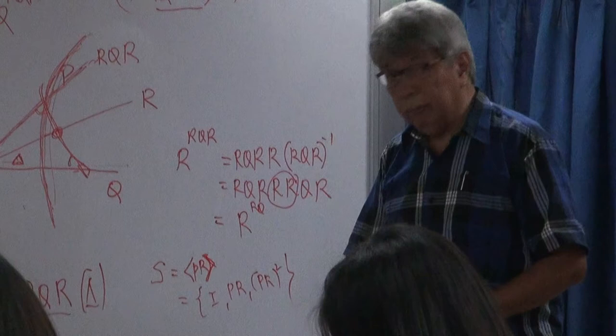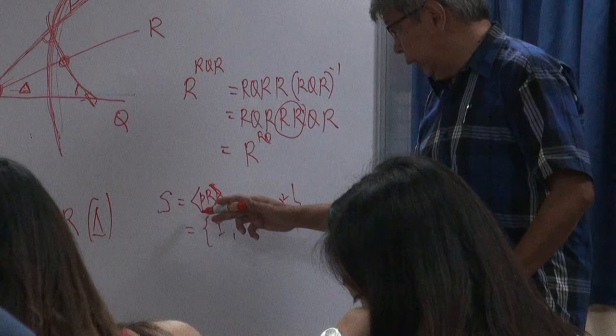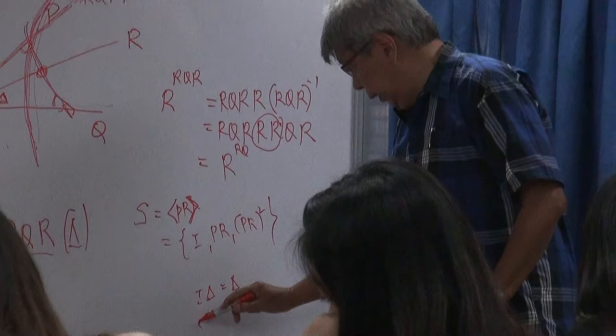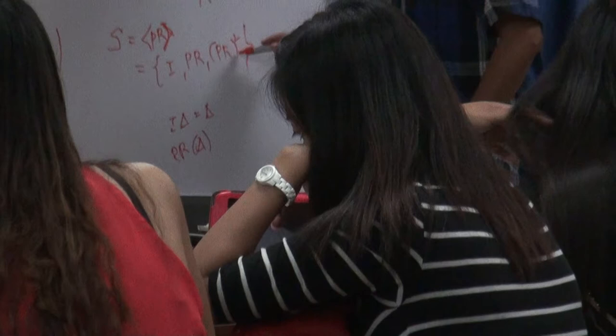And then just get the S orbit of delta, meaning you apply the elements of S on delta, so you will get the identity of delta, which will be delta, then VR of delta, so you rotate about that point to get the image of delta, and then get also the image under the square of VR.